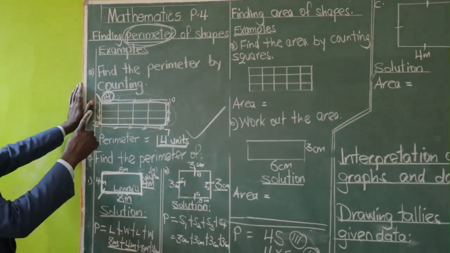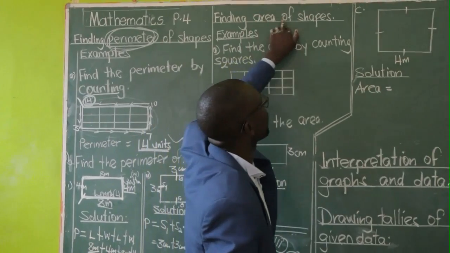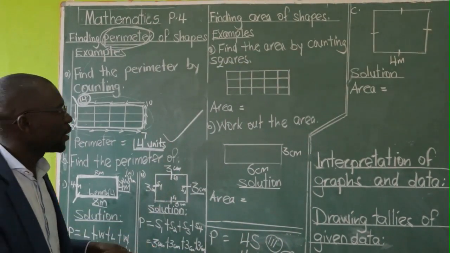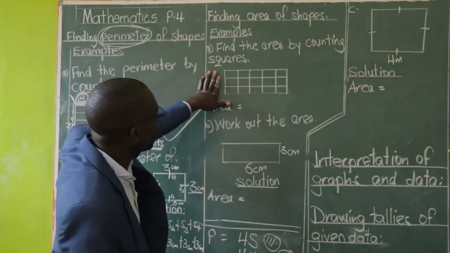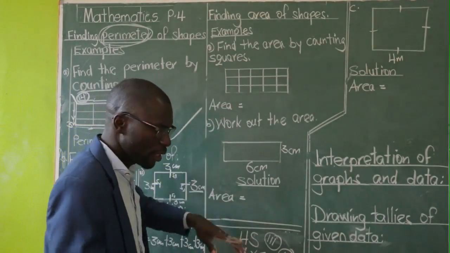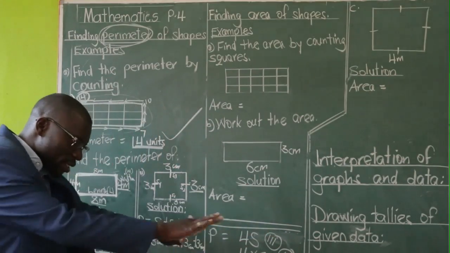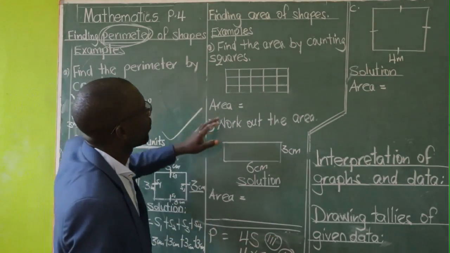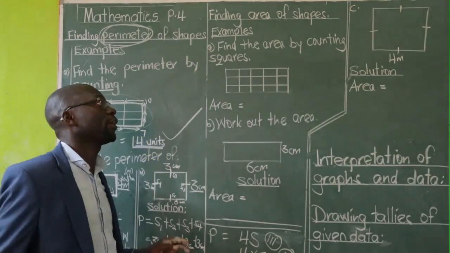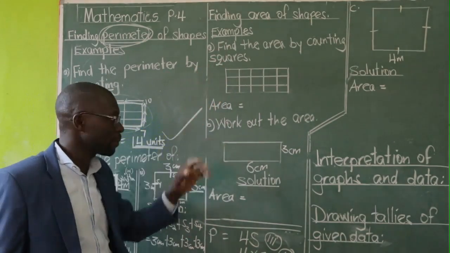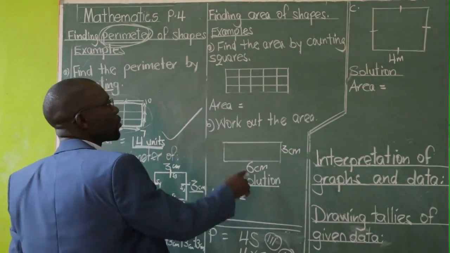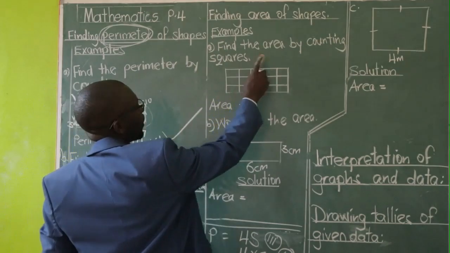And then when we go to finding the area of shapes, area is the space covered by a plane or a polygon, anything. That part of space covered is what we refer to as area. Now we also have 2 ways of finding area here. One is by counting squares, and 2 is by calculating. So we have an example here, find the area by counting.